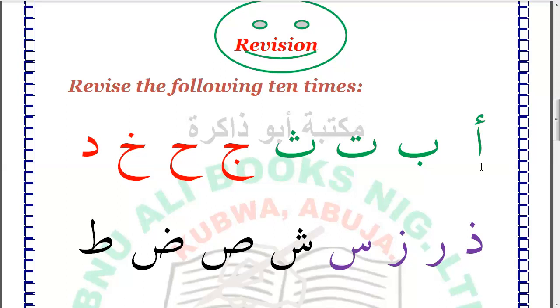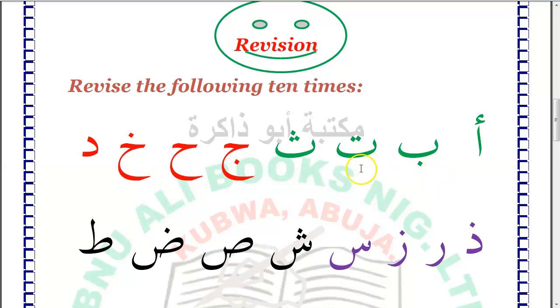Hamza can also be written on top of Ya'un. If you see it written on top of Ya'un, you call it Hamza, not Ya'un. Hamza can also be written on top of Wawun. And wherever you see it written on top of Wawun, you read it as Hamza, you refer to it as Hamza, not Wawun. Either you read it as Hamza or Alifun. The second letter is Ba'un.